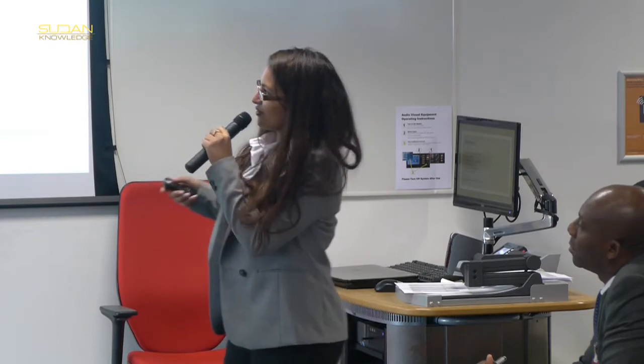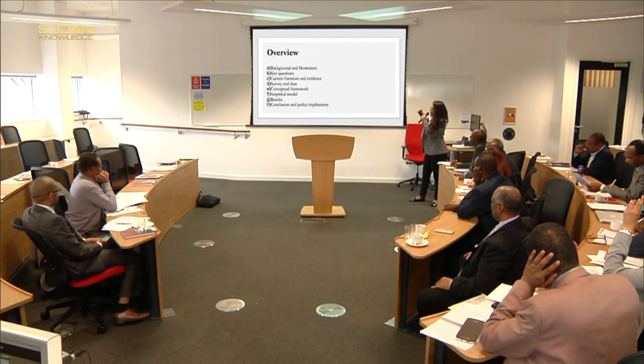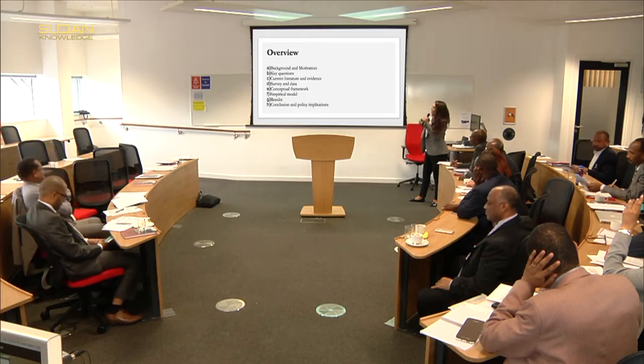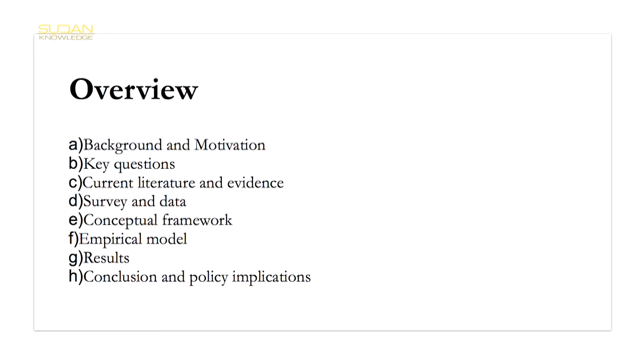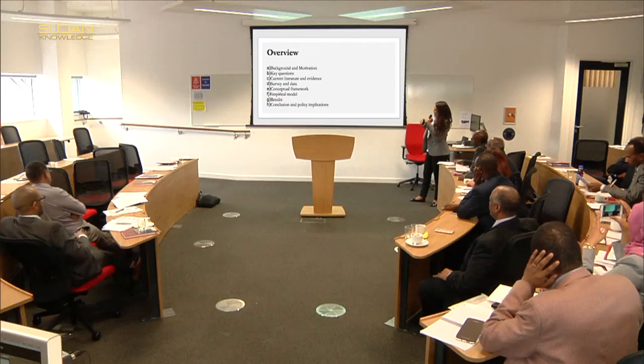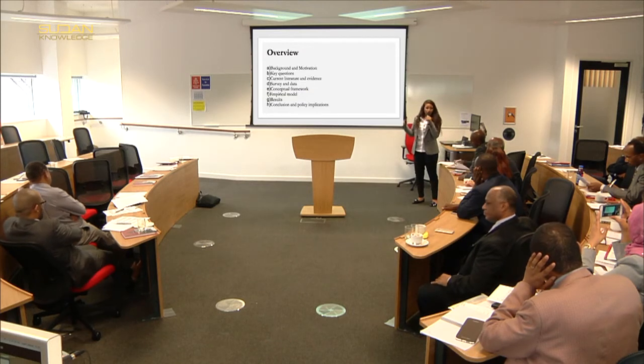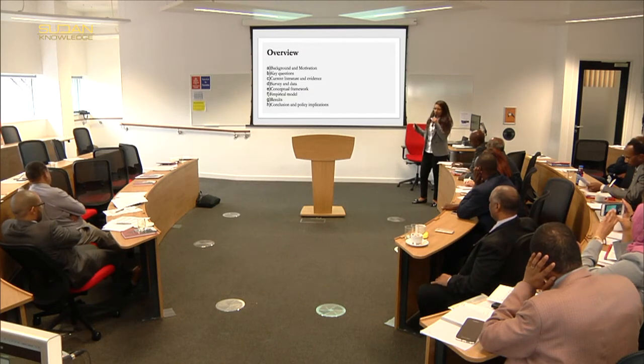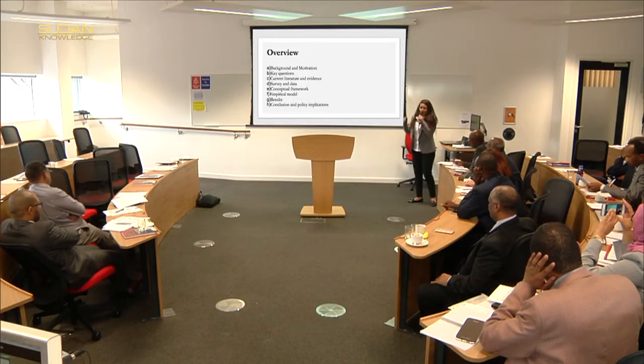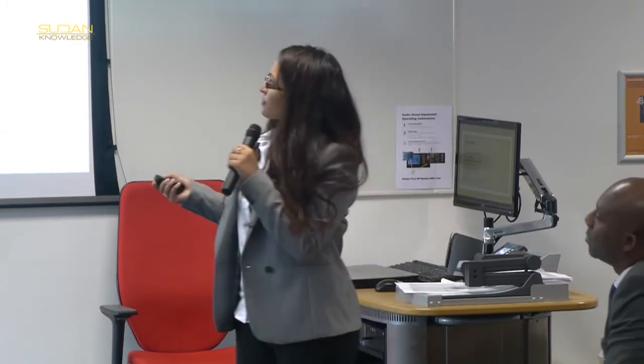Just to give you a quick overview, I'm going to start by giving you a bit of background and motivation behind my research. I'm going to cover the key questions that I aim to answer by the end of this presentation. I'm also going to cover briefly the current literature and the evidence that's out there in the field. I'm going to describe the household survey and the data I used, just to put it into context. Then I'm going to describe briefly the conceptual framework and my methodology. I'm going to discuss the results, and then present my conclusions. I'm hoping to spend a bit more time on the policy implications.